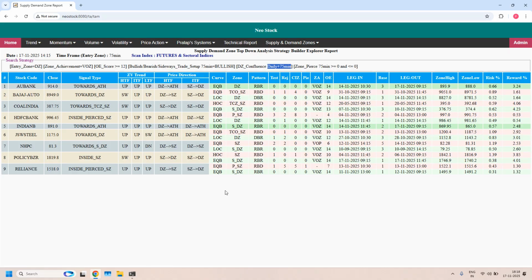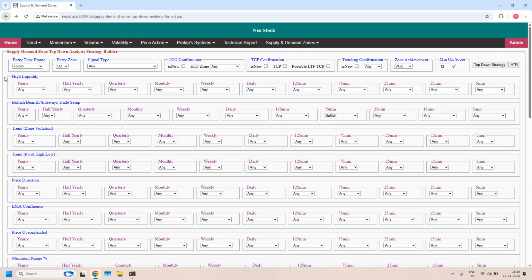If the daily demand zone has daily EMA confluence, then the 75 minutes demand zone might have more high probability to get success. But EMA confluence should be used only in the uptrend. So that's why the ITF trend is a daily trend. We are checking the daily trend is uptrend. So you can apply daily demand zone with daily EMA confluence. Inside the daily, we have 75 minutes demand zone.